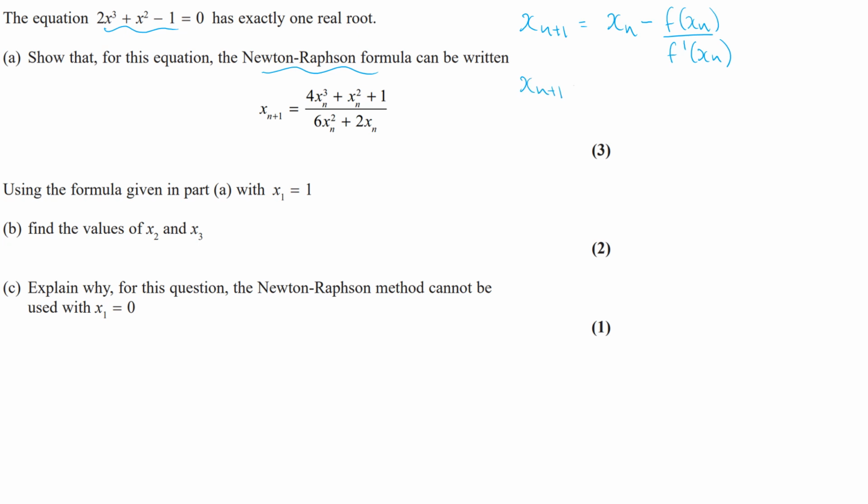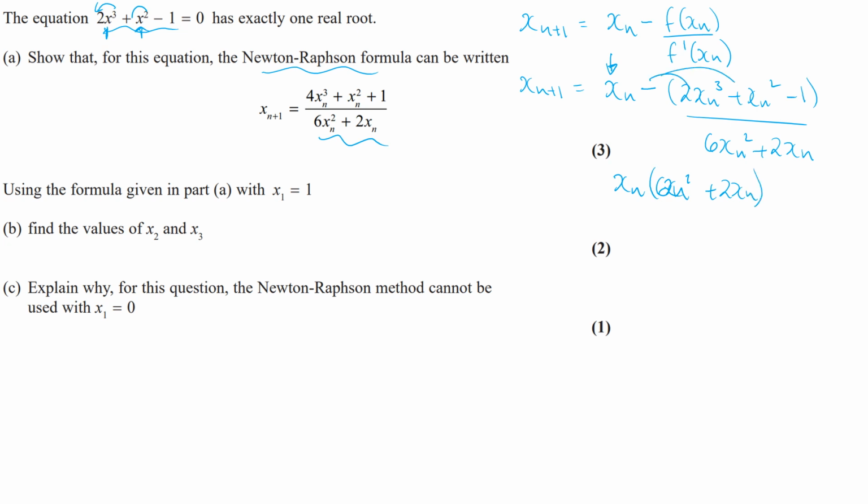Our next approximation is going to be our previous one minus putting x of n into the function here. It's telling us to do 2x of n cubed plus x of n squared minus 1 all over the differential of the function. So we just need to power down. That's going to be 6x of n squared, and then power down again. That's going to be plus 2x of n. Now all we need to do to get this single fraction is give this term here the common denominator. So that's x of n multiplied through by that denominator.